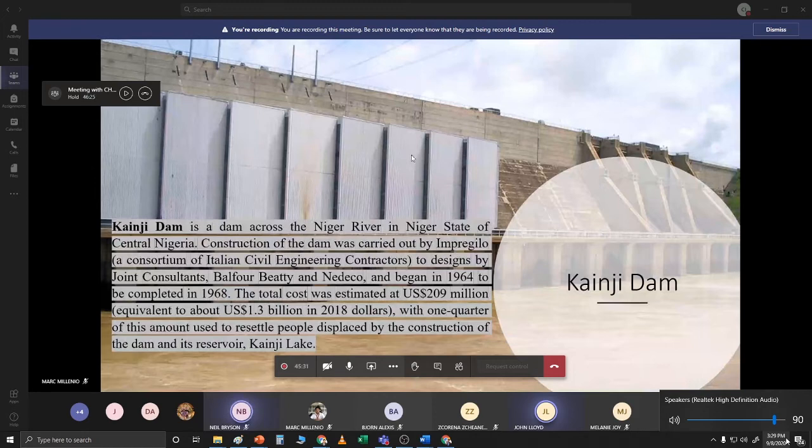The Tekeze Dam, which is located in the Niger River in the Niger state of central Nigeria.